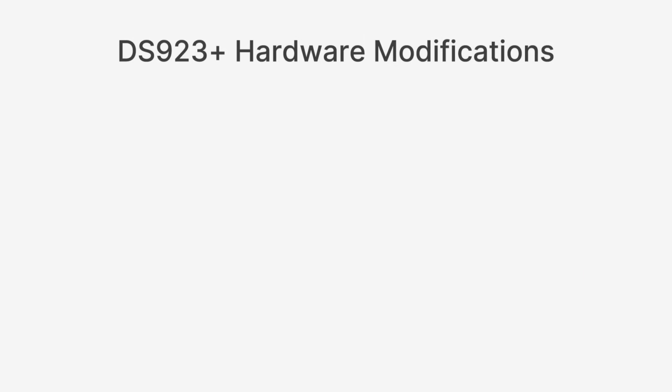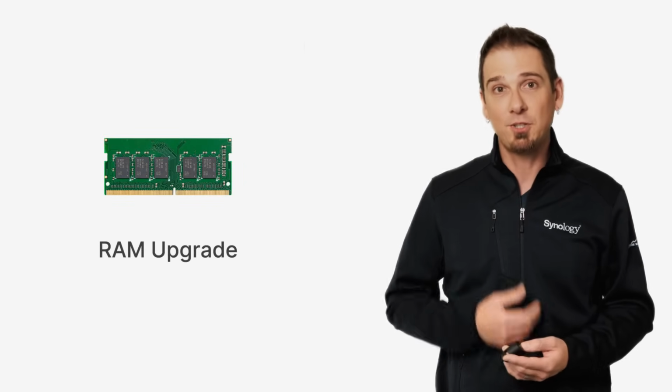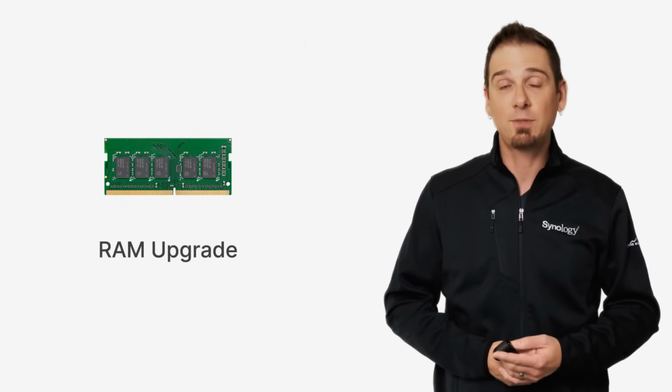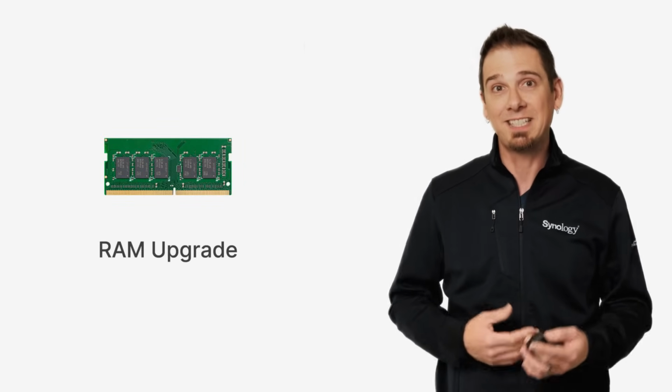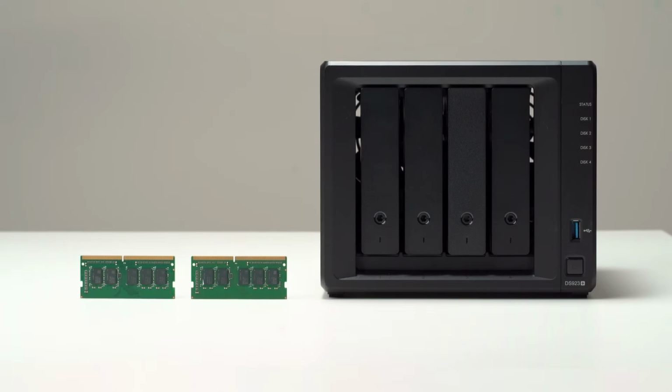The DS923 Plus has several different hardware modifications that we can pursue. We're going to talk about RAM, network cards, and SSD cache. The 923 Plus can accept 2 RAM modules. In this case, we're talking about DDR4 16 gig modules, bringing us to 32 gigs of total RAM. To install the RAM, all you need are the 2 modules and your bare hands.